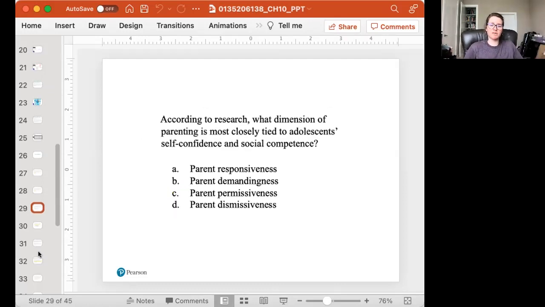According to research, what dimension of parenting is most closely tied to adolescent self-confidence and social competence? Parent responsiveness, demandingness, permissiveness, or dismissiveness. Parent responsiveness.